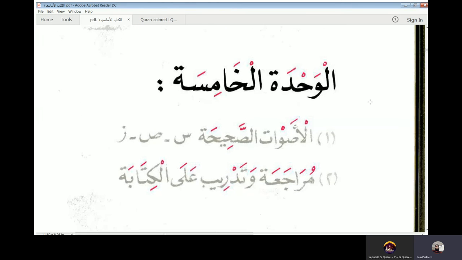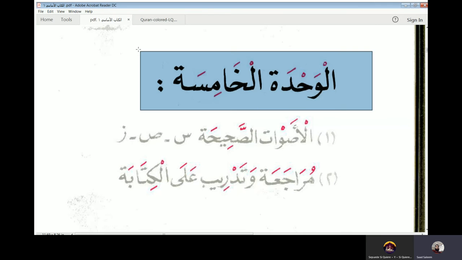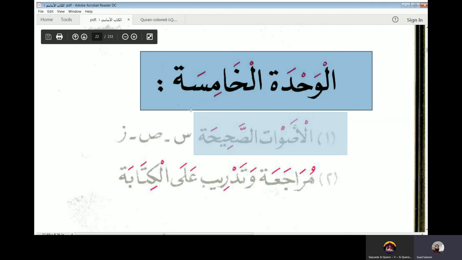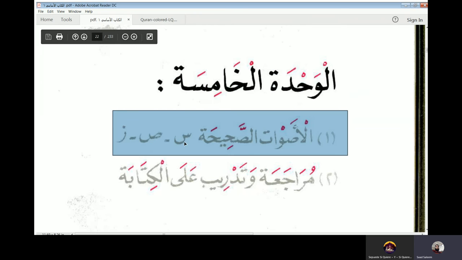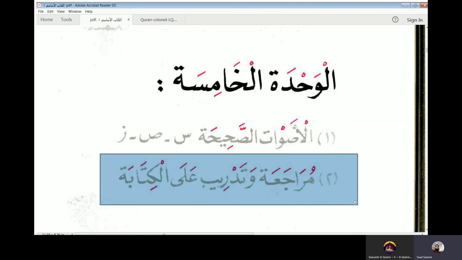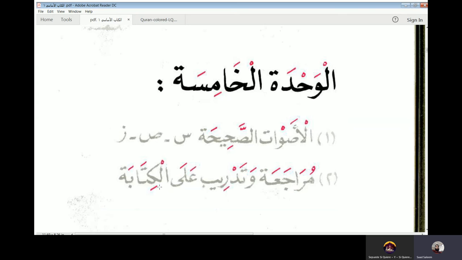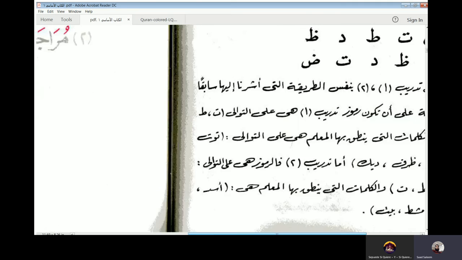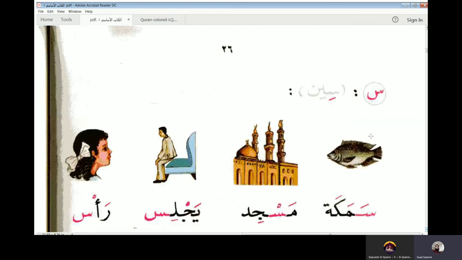Then we have Al-Wahdatul Khamisa, fifth unit. Al-Aswatu Sahiya, consonant voices, Sin, Swad, Za. You will learn about these three alphabets in this unit. Murajia wa Tadrib al-Kitaba. Murajia means revision. Wa means and. Tadrib means exercise. Ala, on. Al-Kitaba, writing. So in this chapter we will revise something and we will also practice some writing skills. Then we have scene.